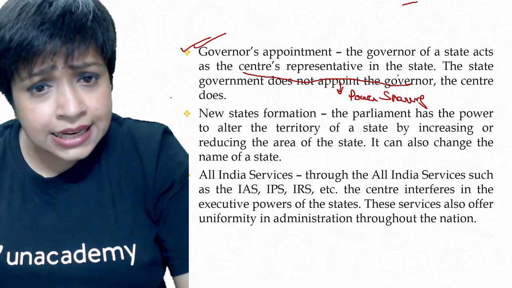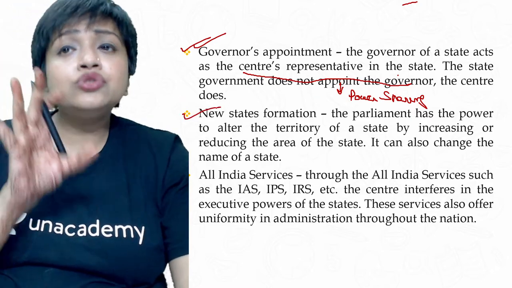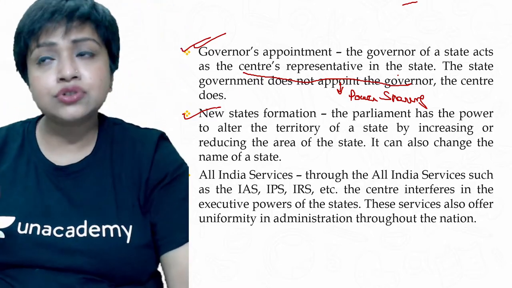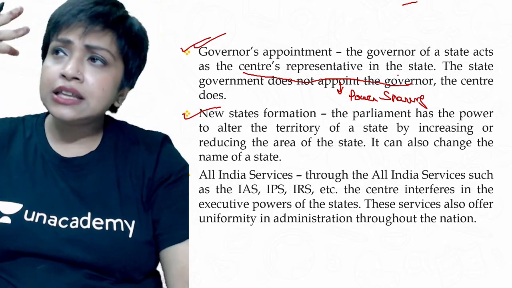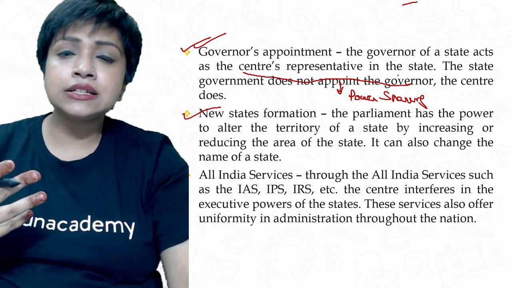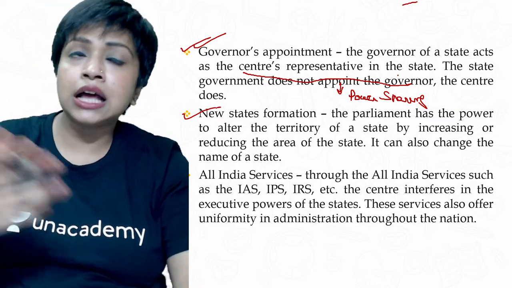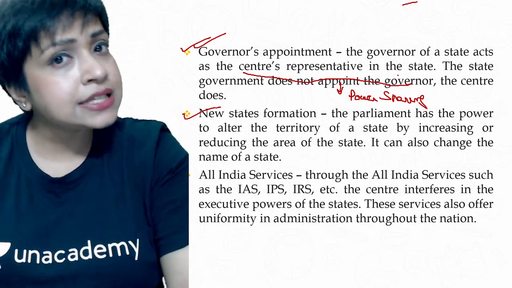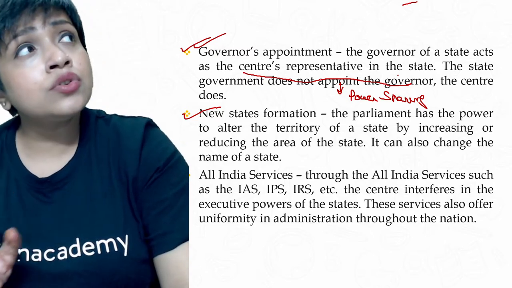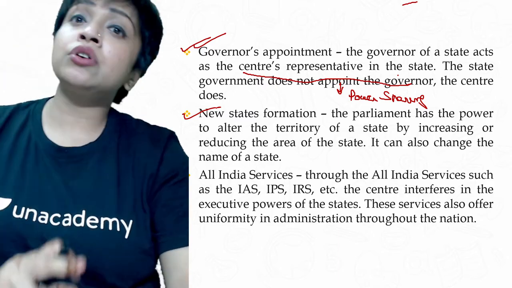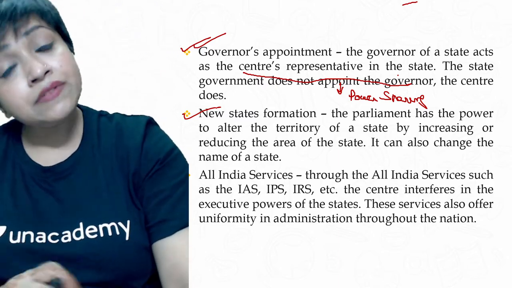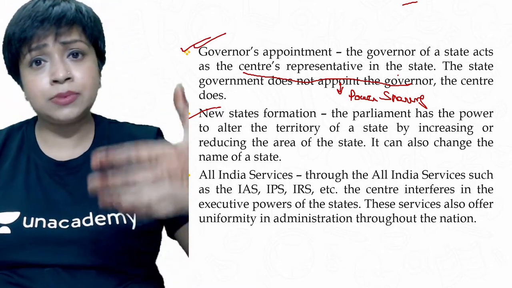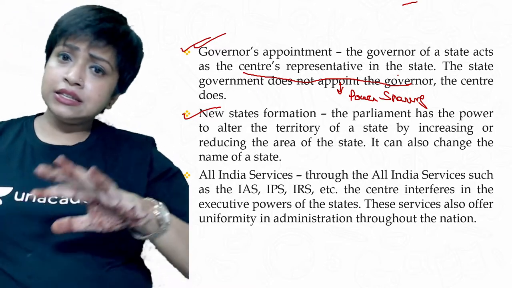Okay, next is the union government, that is the parliament, it has the power to alter the territories of your country. That is the reason, as all of you know, that a number of new states have been created in the history of India, whether you call Jharkhand, Uttaranchal, Telangana. So these states have been carved out from already existing states. Now, this is also the power of the union government. So it can even change the name of a state, right? Uttaranchal becomes Uttarakhand. So that's the way.